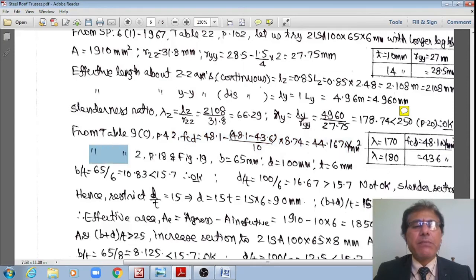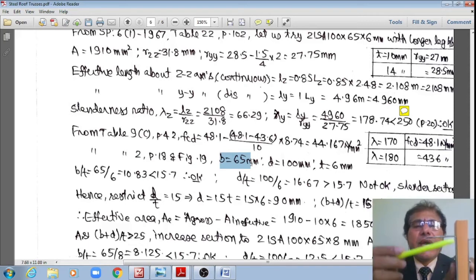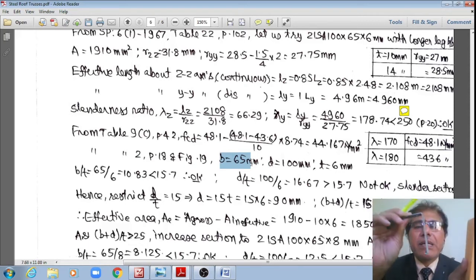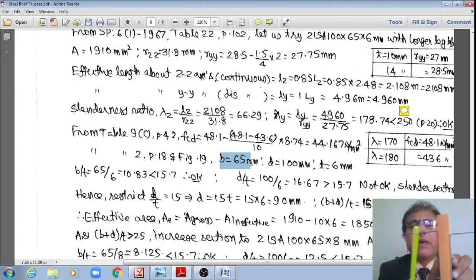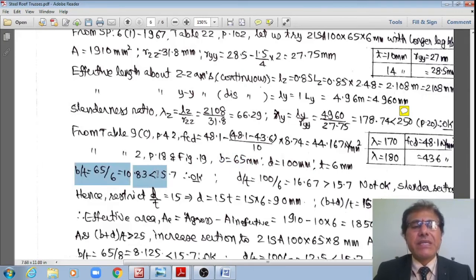Even from this Table 2, page number 18 as well as page number 19, just now discussed in the previous subheading also, right? Now I have to have the B, outstanding leg, is 65, and the connected leg, because the longer leg 100 mm is connected to the gusset plate 100 mm. Therefore, D is equal to 100 mm and the thickness is equal to 6 mm. Therefore, these ratios, B by T is equal to 65 by 6, is 10.83, which is less than 16.5. Therefore, it is not slender.